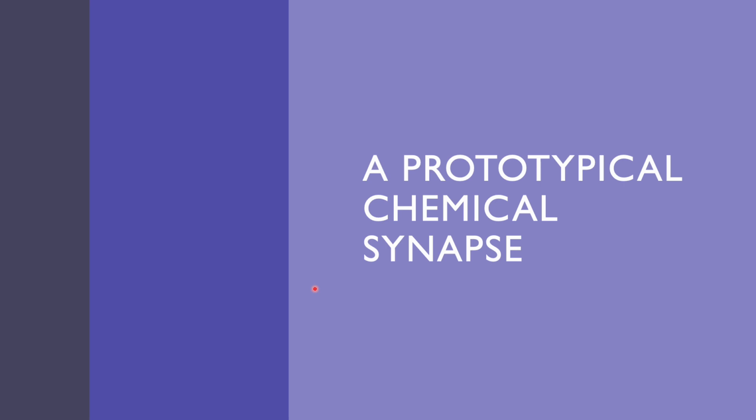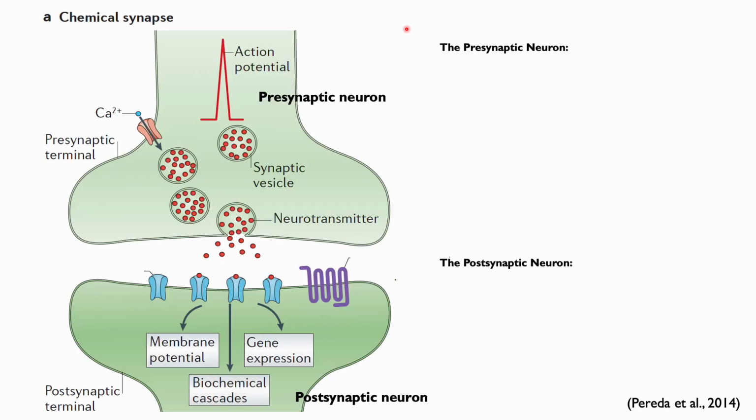Now we're going to discuss the prototypical chemical synapse. So this is a different type of synaptic transmission from the previously discussed electrical synapse. Here's a look at our chemical synapse. So in this example, we're also going to be looking at two neurons that are communicating. Remember, two neurons that communicate together are called interneurons. Here we have a presynaptic neuron and a postsynaptic neuron.